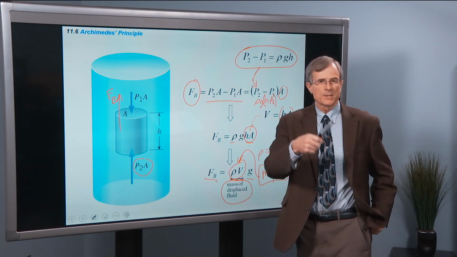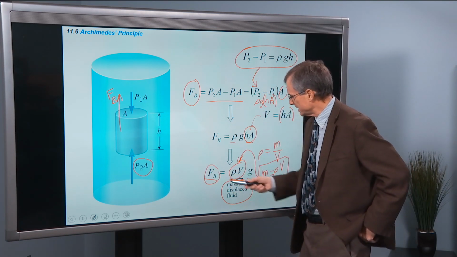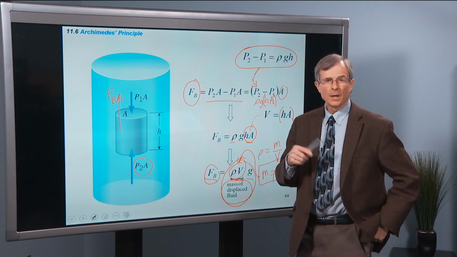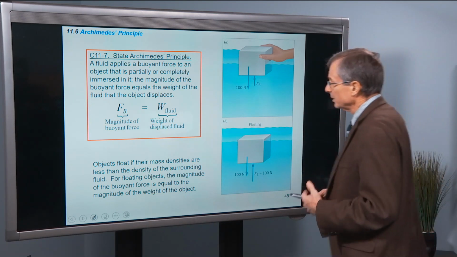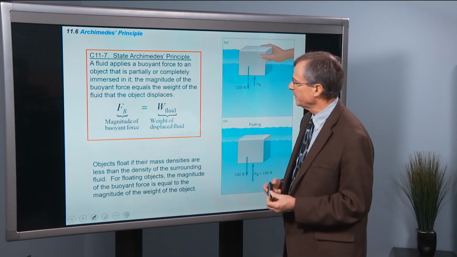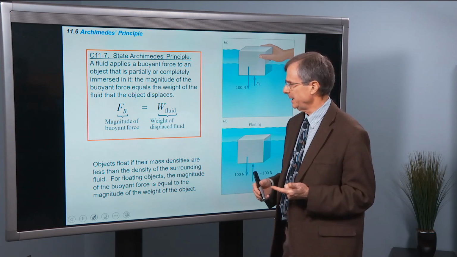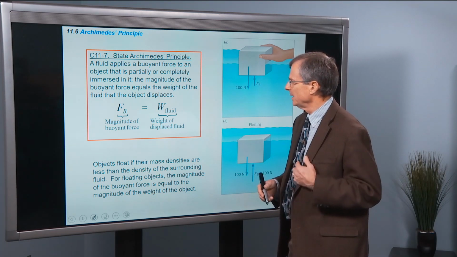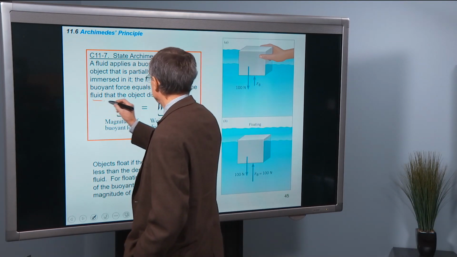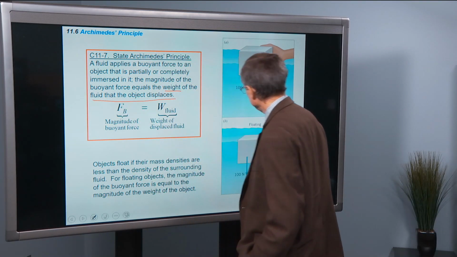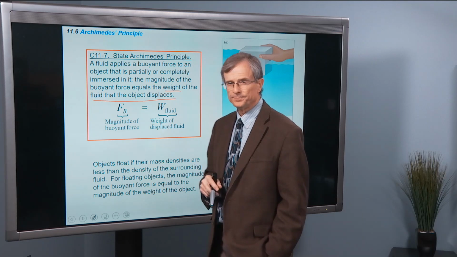But if we multiply a mass by G, we get a weight measured in newtons. So this buoyant force is equal to the weight of the displaced fluid. So this is called Archimedes Principle. A fluid applies a buoyant force to an object that is partially or completely immersed in it. And the magnitude of the buoyant force equals the weight of the fluid that the object displaces. So the magnitude of the buoyant force is the weight of the displaced fluid.